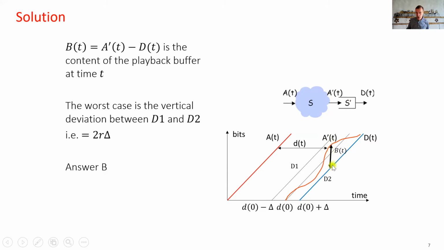Now the backlog, as we have seen a few minutes ago, is given by the vertical deviation between the input of the buffer, which is this red curve, A prime, and the output, which is D. Now we know that the red line is between the lines D1 and D2. Therefore, the worst-case backlog is the vertical difference between those two lines. The difference between the two lines is 2 delta, the slope is R, so that gives us 2R delta.